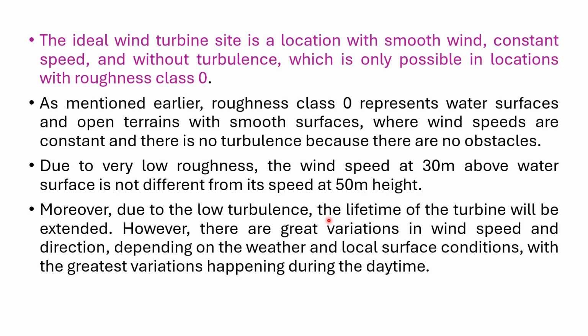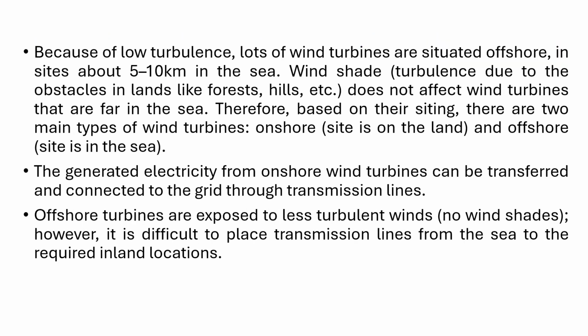Due to this low turbulence, the lifetime of the turbine will be more. Though there are great variations in the wind speed and direction, depending on the weather conditions and the local surface conditions, with the great variations happening during the daytime, there can be, of course, variations in the wind speed and direction also. Because of this low turbulence, lots and lots of wind turbines are situated offshore, about 5 to 10 kilometers out in the sea. So wind shade does not affect the wind turbines that are far in the sea.